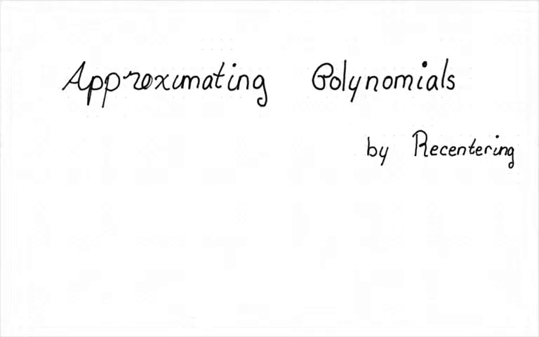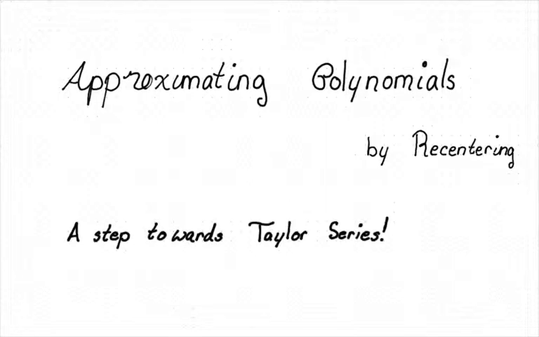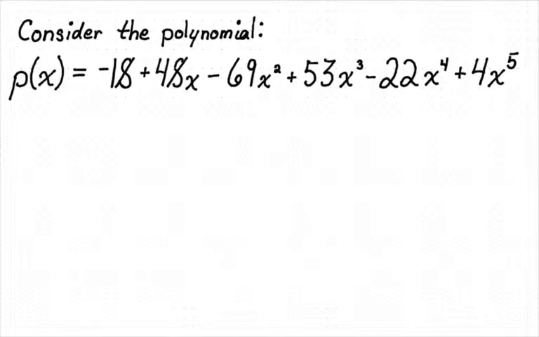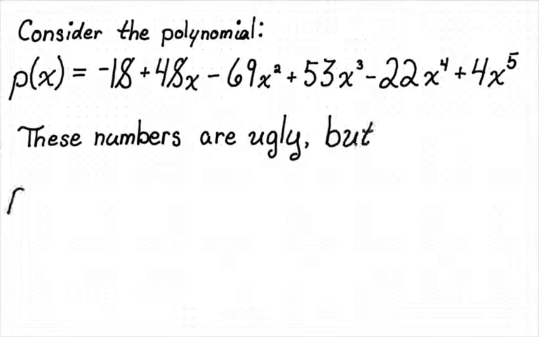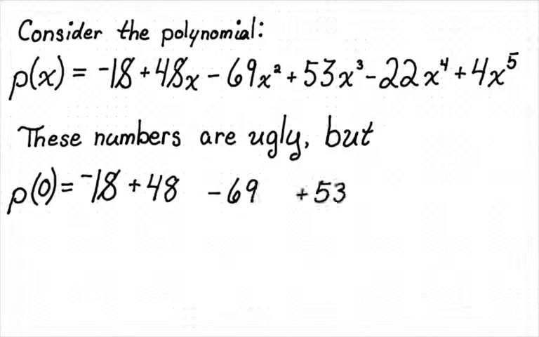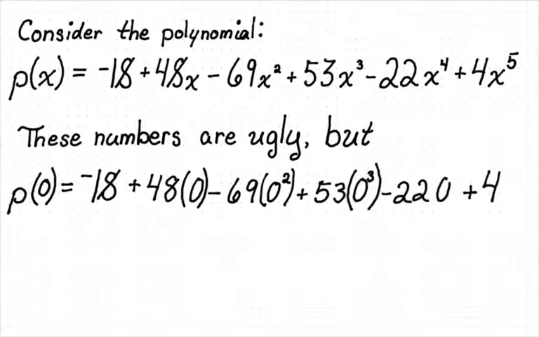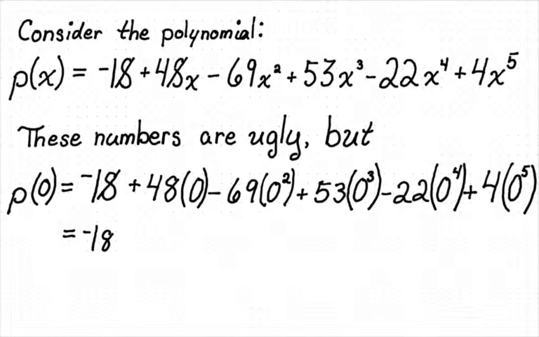Alright, in this video we're going to talk about approximating polynomials by recentering. And this isn't a standalone topic, it's going to lead us into Taylor's series, so this is a precursor for that. I picked a polynomial, I wanted the degree to be kind of high, so it's degree 5, I wanted the coefficients to be ugly, and you can see that even though it's hideous, when we plug in 0, it's pretty clear what we get. We just get that constant term, negative 18, right? So that wasn't bad.